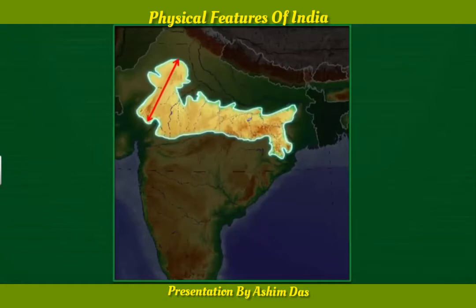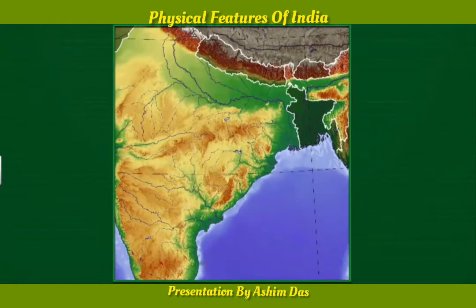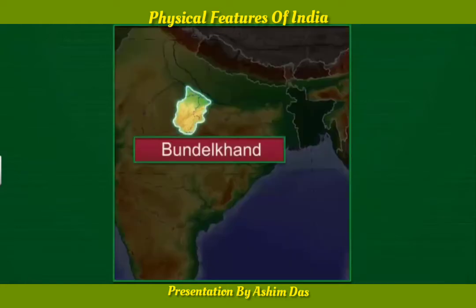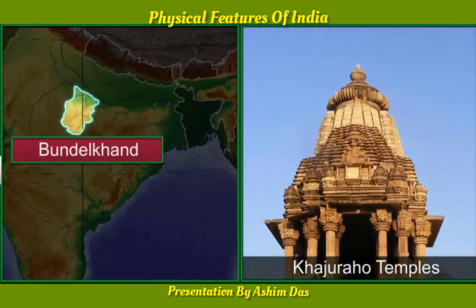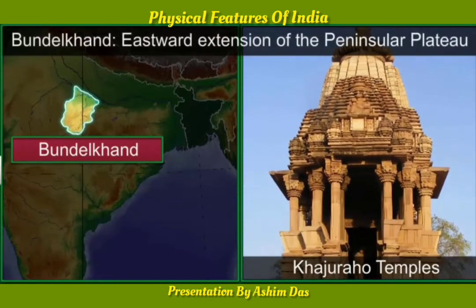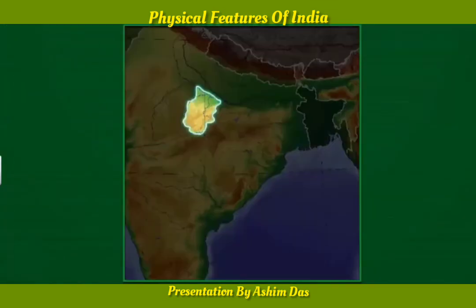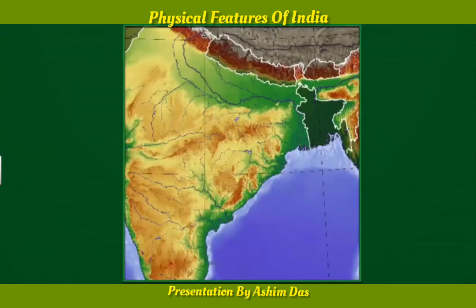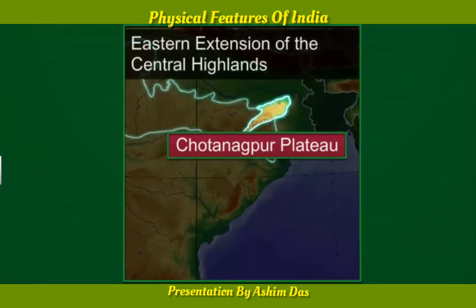Let's move eastwards in the Central Highlands. You may have heard of Bundelkhand. The famous Khajuraho temples are in this part of the country. Bundelkhand is the local name for the eastward extensions of the Peninsula Plateau. The other eastward extension is Bhagelkhand. Further east, you will come across the Chota Nagpur Plateau. This is the eastern extension of the Central Highlands. The Damodar is an important river that drains this region.